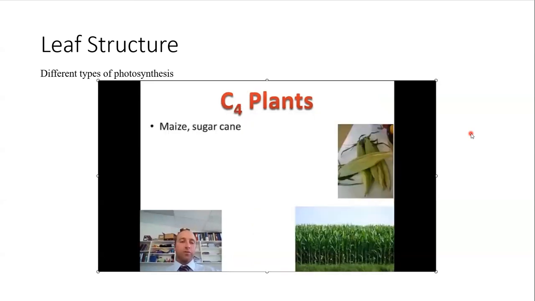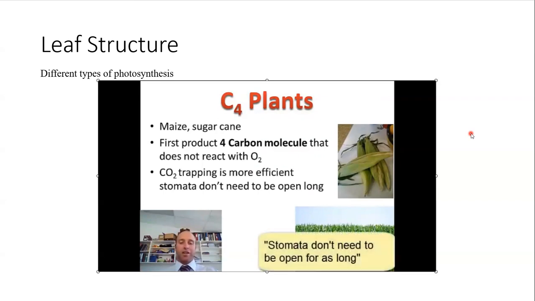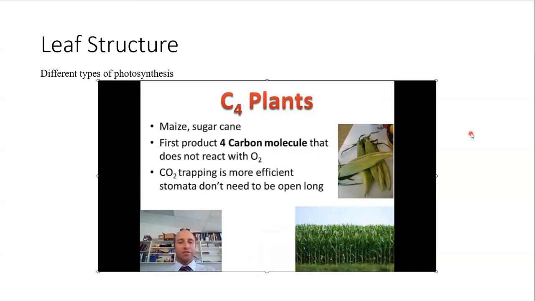So let's look at C4 plants, and two great examples of C4 plants are maize and sugarcane. They're called C4 plants because the first molecule is a 4-carbon molecule, and the benefit here is it doesn't react with oxygen like in C3 plants. So this means that the trapping of the carbon dioxide is a lot more efficient, and the stomata don't need to be open. In C3 plants, the stomata needed to be open for such a long time because the trapping of the carbon dioxide wasn't too efficient.